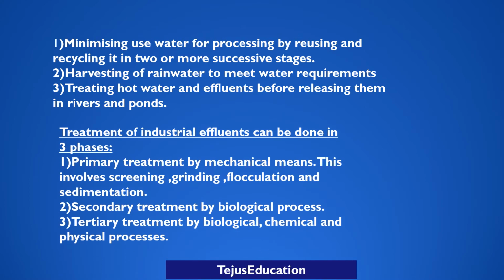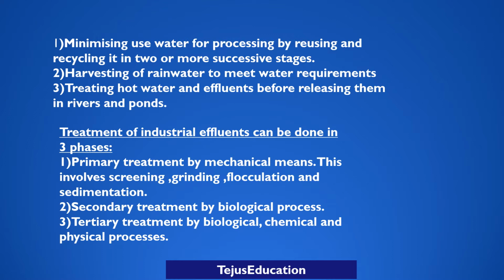How to treat industrial effluent? There are 3 ways. Primary treatment by mechanical means. This involves screening, grinding, flocculation. The particulates are all collected inside a flock, a cylindrical shaped apparatus. Then that can be removed. And sedimentation. These particulates are allowed to settle down. The gravity pulls them down and we can remove it.